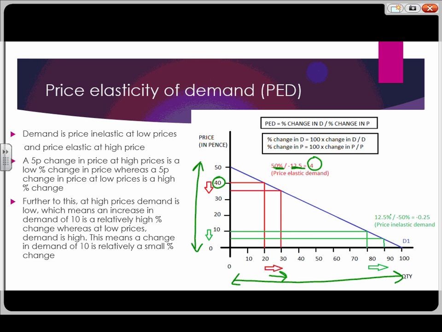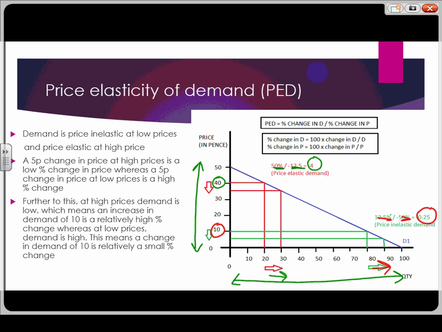Again, price falls by 5p, but this time from 10p down to 5p. That's a 50% fall in the price. Now the demand, again, like before, increases by 10. But this time, because we've gone from 80 to 90, the demand has only increased by 12.5%, which gives us an overall inelastic demand. So why does this happen?